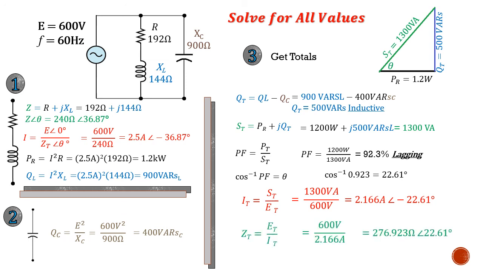With our total current, we can calculate our total circuit impedance, which in this case works out to be 276.9-ish ohms at 22.61 degrees. Because we have a more influential inductance in our circuit, our current is lagging, which means that our power factor is lagging.